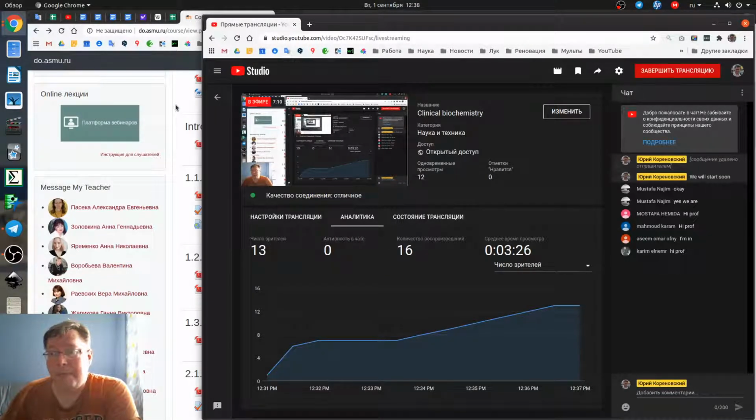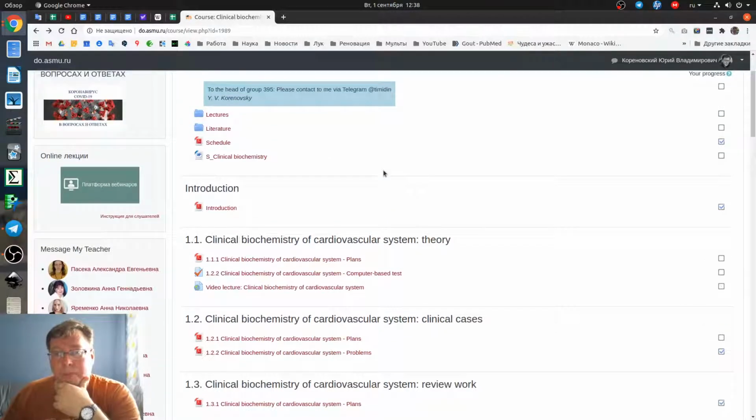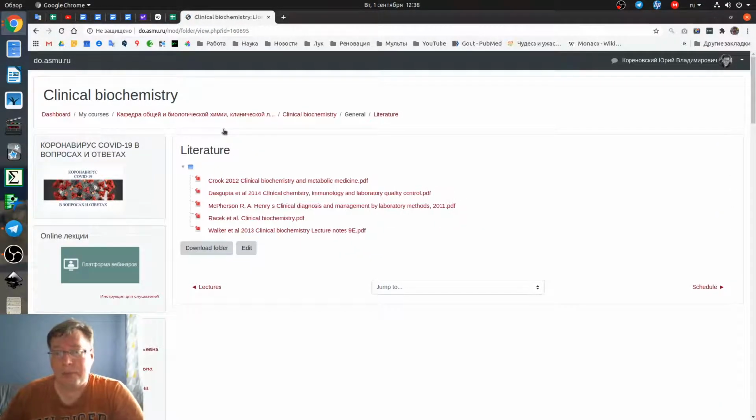You may have different sources of information. So the first one, the main one, is the literature, different textbooks. You may download them from Moodle.